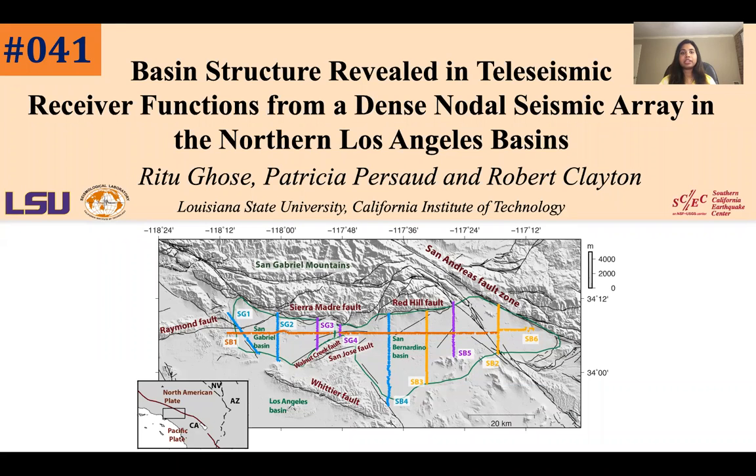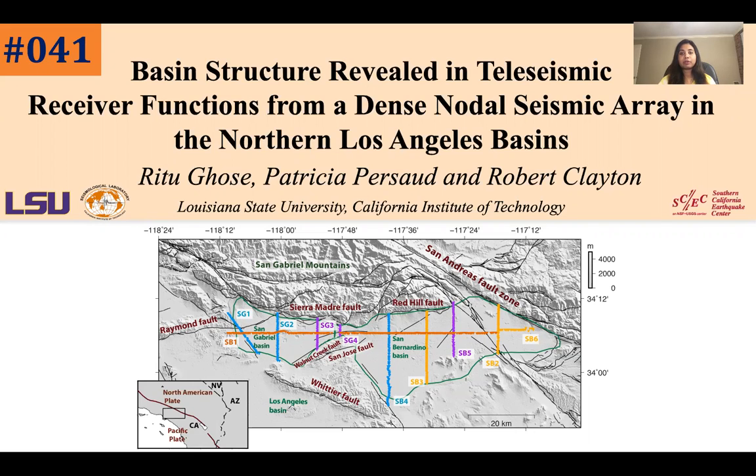I'm Ritu Ghose. I'm a PhD student at Louisiana State University. In my poster, I'm going to show the detailed basin structures identified from receiver functions in the northern Los Angeles area. As part of the Basin project, we're mapping the structures of the San Gabriel and San Bernardino basins from a dense nodal dataset. I'm going to refer to San Bernardino as SB and San Gabriel as SG basin in my talk.